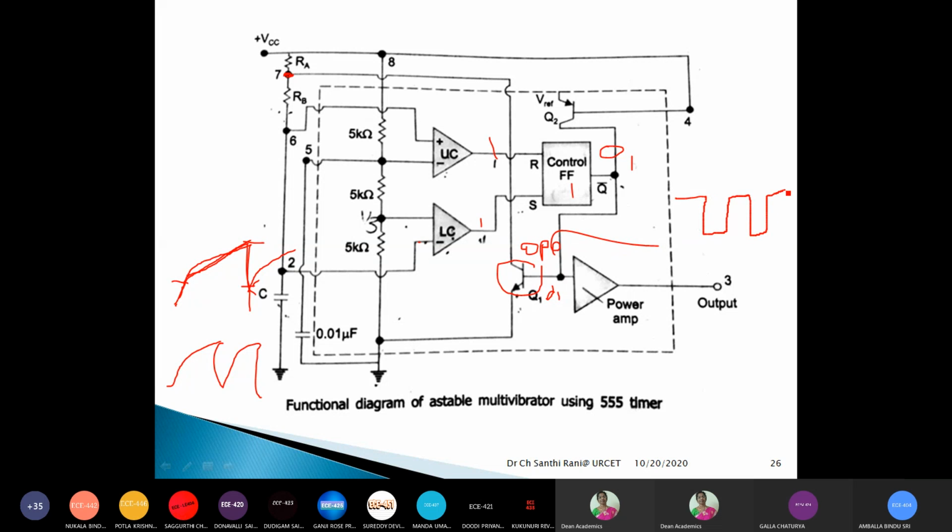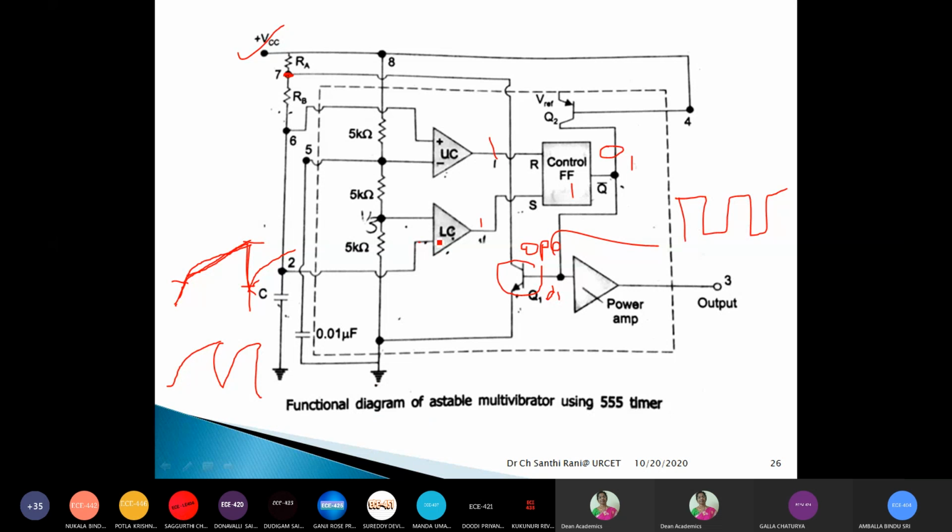If you observe, it is a free running oscillator. We are not giving any external voltage, we are just switching on this VCC supply, right? So this is the functional diagram of the astable multivibrator using the 555 timer. Is it clear?